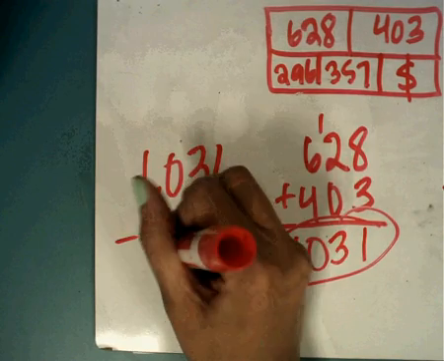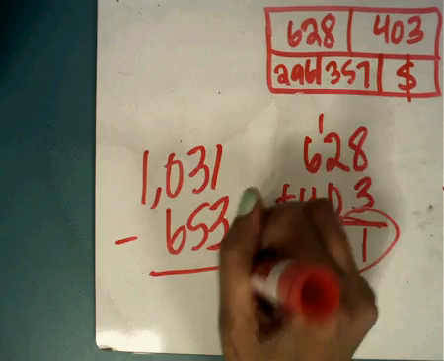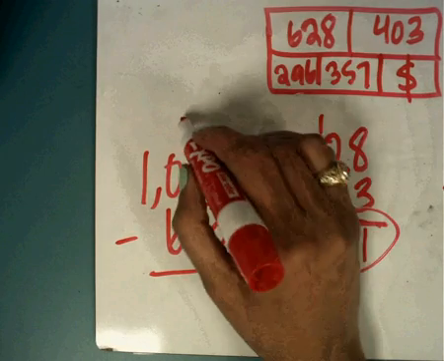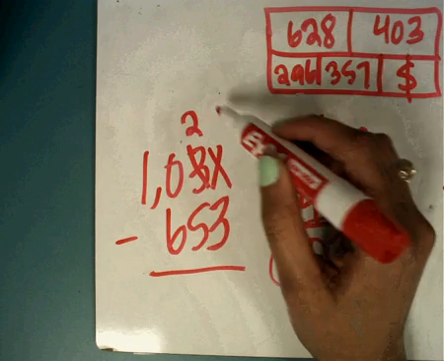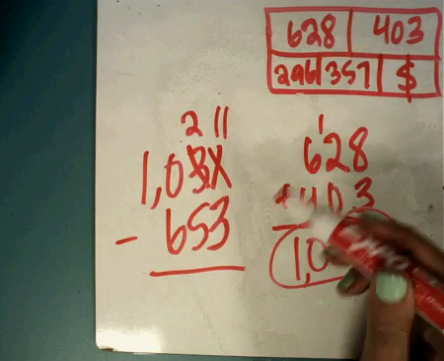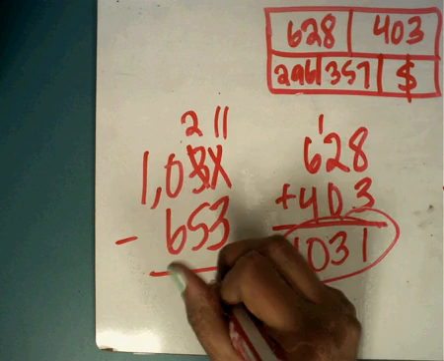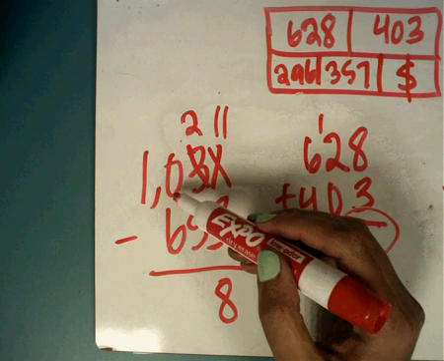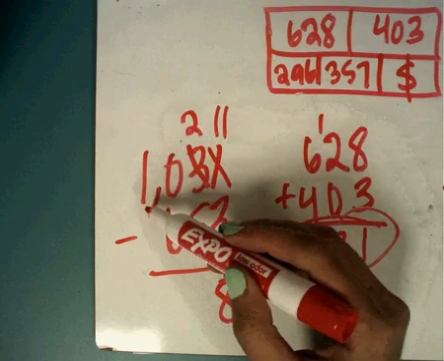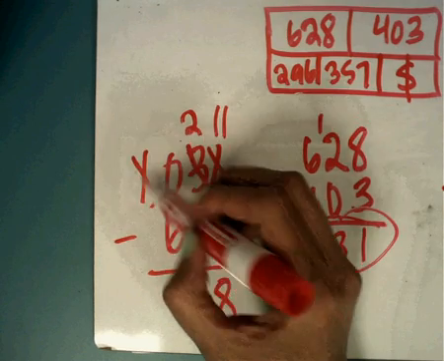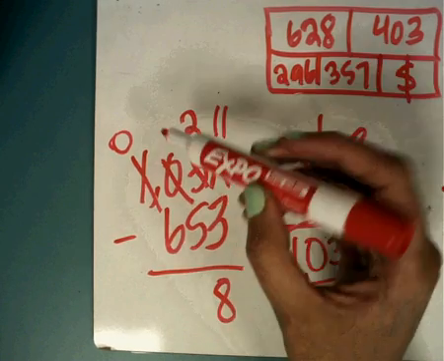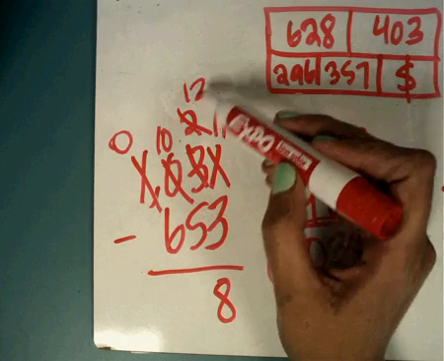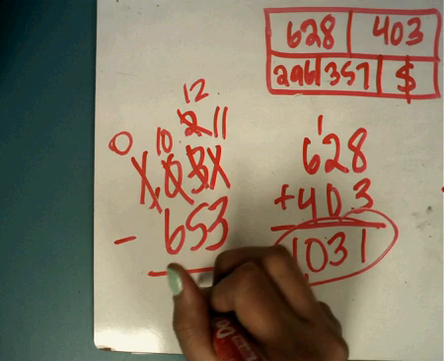1 minus 3, can't do it. Got to borrow from the 3. 3 becomes a 2. 1 becomes 11. 11 minus 3, 8. 2 minus 5, can't do it. Got to borrow. Can I borrow from the 0? No. Can I borrow from the 1? Yes. 1 becomes a 0. 0 becomes a 10. 2 becomes a 12. 12 minus 5, 7. 10 minus 6, 4.